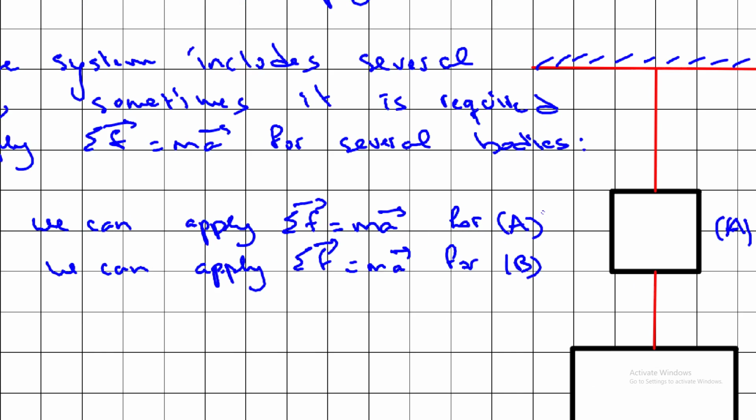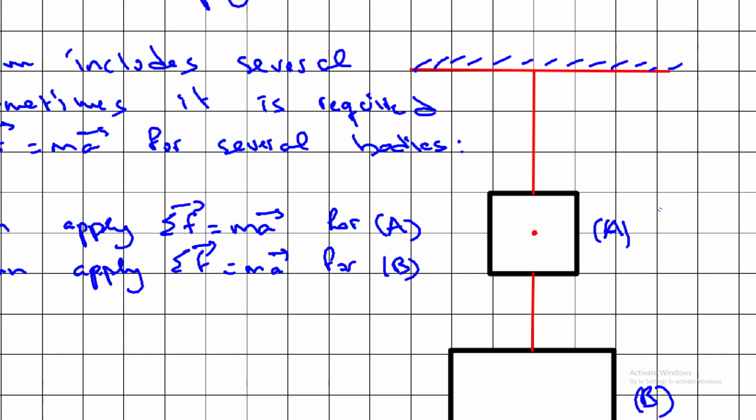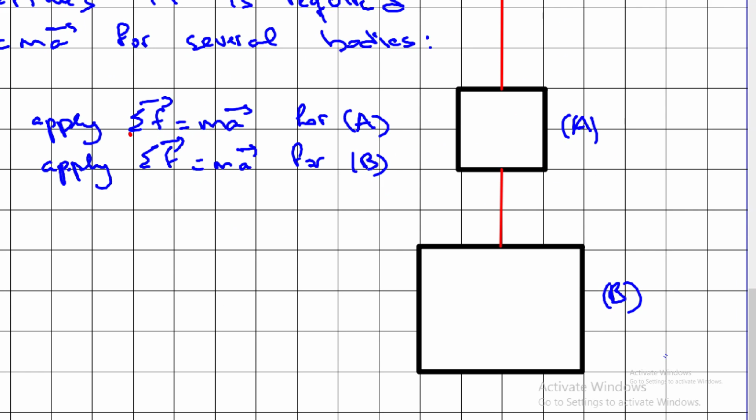If you consider this equation, it will represent the mass of A, the acceleration of A, and the forces that are acting on A, and they are given by the weight, this tension, and this tension. If you consider the sum of forces is equal to MA for B, we will consider the mass of B, the acceleration of B, and the sum of forces that are acting on B, and they are given by this tension only and this weight.